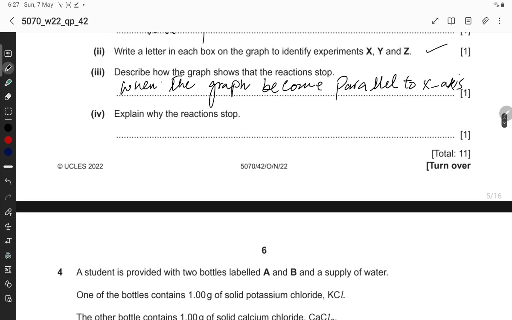Explain why the reaction stops. The magnesium is used up, because hydrochloric acid is in excess, so magnesium is the limiting reactant. When the limiting reactant is used up, the reaction is over.